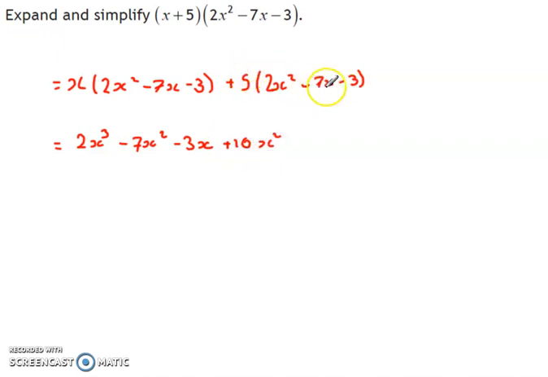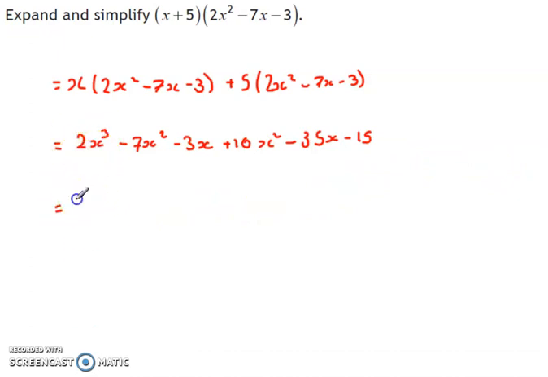Plus 5 times negative 7x, well remember it's a plus times a minus, so my overall answer is going to be take away 5 times 7x gives me 35x, and I've then got plus 5 times minus 3, take away 15. We've got all the brackets and all the terms multiplied out, now it's a case of simplifying.